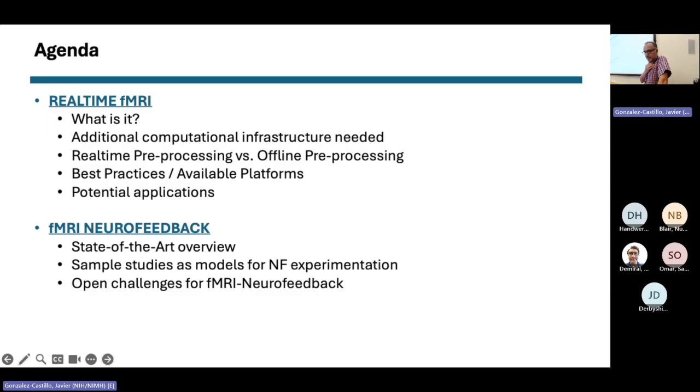So what I'm going to talk about today, I'm going to start by talking about real-time in general first. A little bit of what it is, what all the computational infrastructure is that you need to do it, of which thankfully here we have it. A little bit about how, when you're thinking about how you're going to pre-process your data at the scanner, it might not always be the same line of thought as when you're doing your pre-processing offline. A little bit about best practices and available platforms. And then applications, of which the one I'm going to spend most of the time on is neurofeedback, because it seems to be the one that most people are interested in. But there are a couple of other things that you can do when you have a real-time fMRI system going.